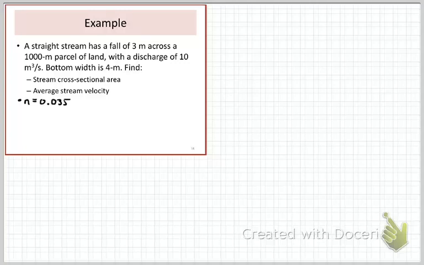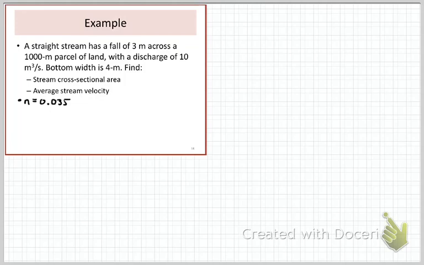Hello class, this is Adam Ward and I want to work through an exercise using Manning's equation. This is an example problem in which we've got a straight stream with a fall of 3 meters across a 1,000 meter long parcel of land, a discharge of 10 cubic meters per second given a bottom width of 4 meters, and the question is to find the cross-sectional area and velocity of this stream.